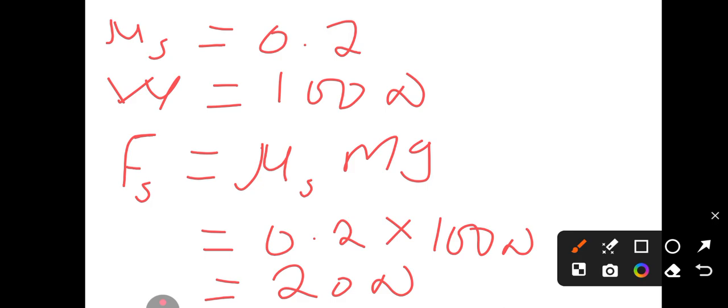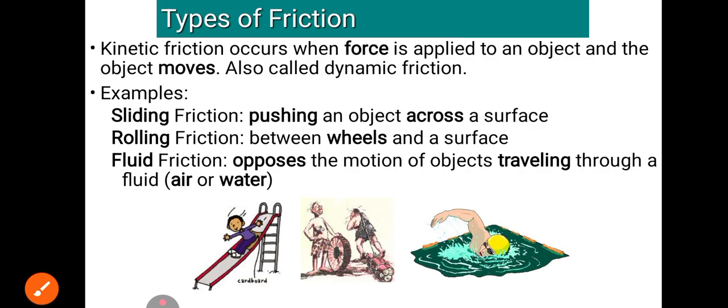So that's how we do these questions. Let's continue our work on the types of friction force. I already said that we have two types of friction force. We have talked about static friction, and now let's talk about kinetic friction, also called dynamic friction. Kinetic friction occurs when force is applied to an object and the object moves. The force has been applied and it has caused the object to move. That's what we call kinetic friction, also called dynamic friction.